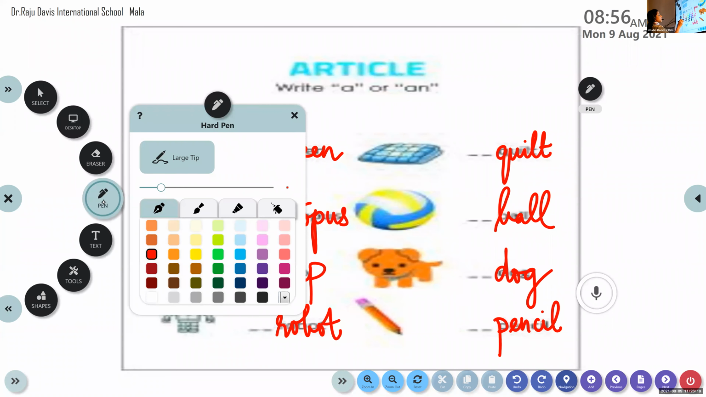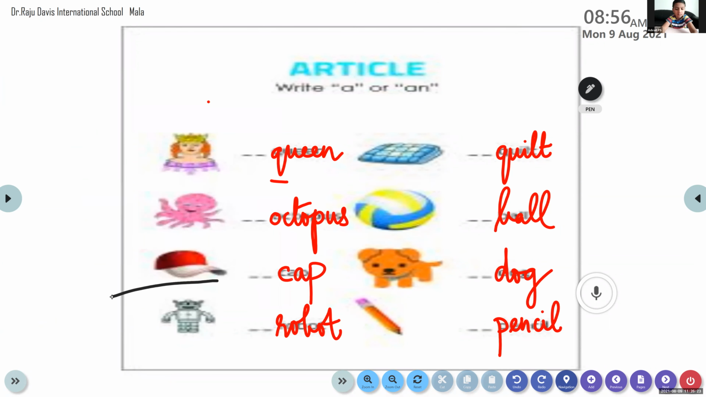So we have to insert a before the word. Very good. So it is a queen. Very good. Is that clear? Now let's move on. Wait 1 minute, I'll be calling all of you. Okay. So all of you. Anushka, come on, Anushka. Unmute it.